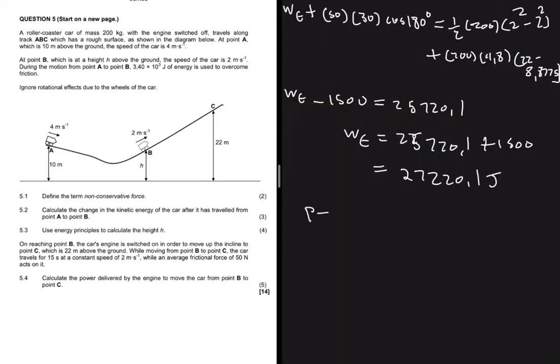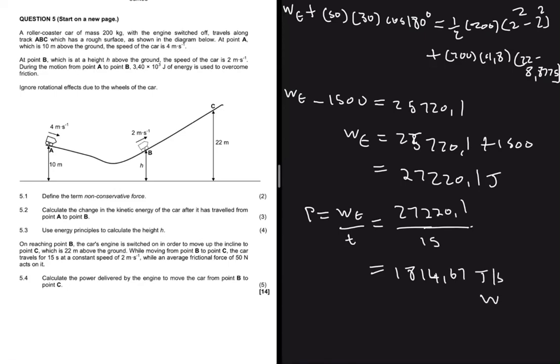Then the question asked for the power delivered by the engine, right? So we're going to have the work, which we just calculated, 27,220.1, divided by the time in seconds, it's 15 seconds, and that gives us, let me put that in the calculator, 27,220.1 divided by 15, that gives us 1,814.67 joules per second, or watts, right? That is it for this question.